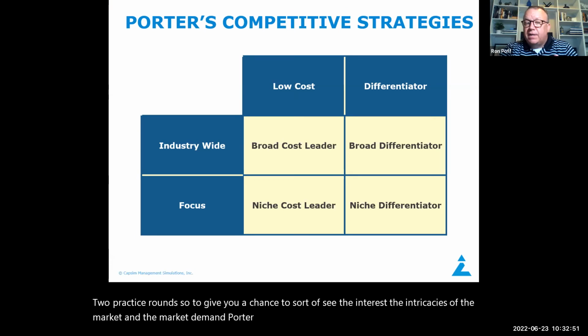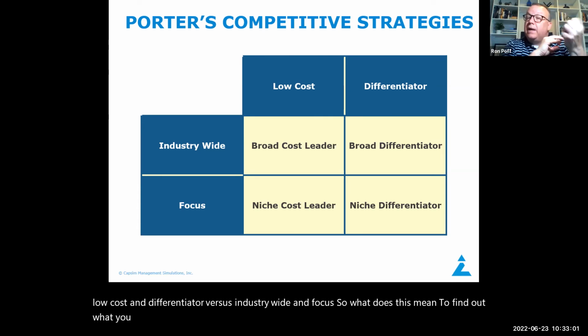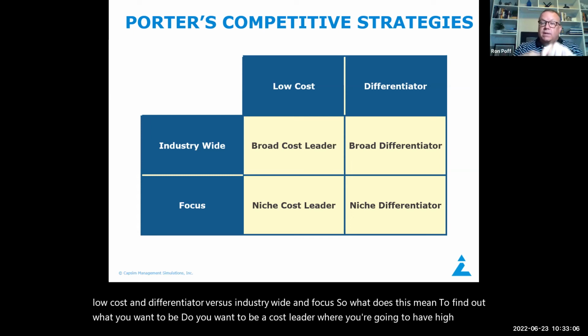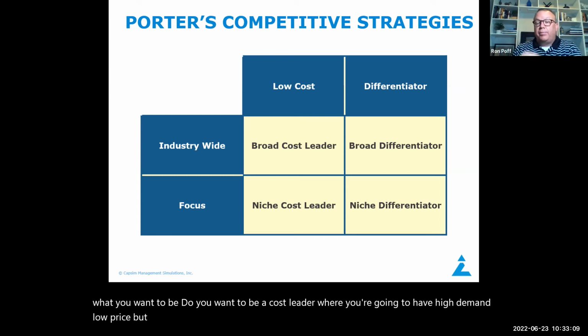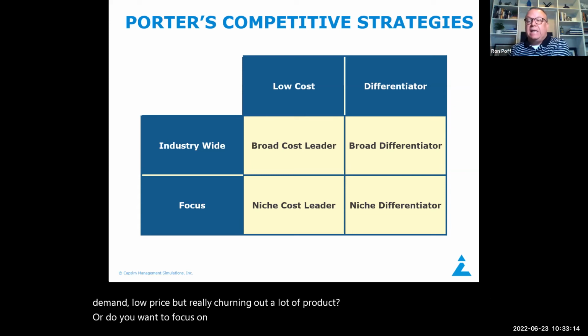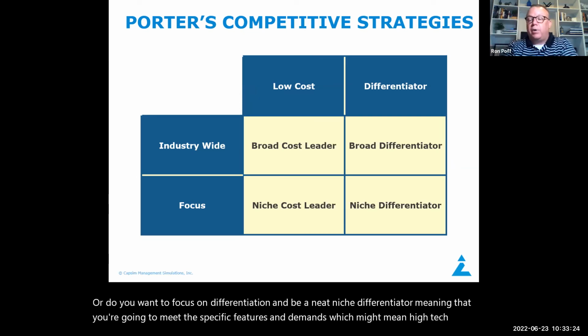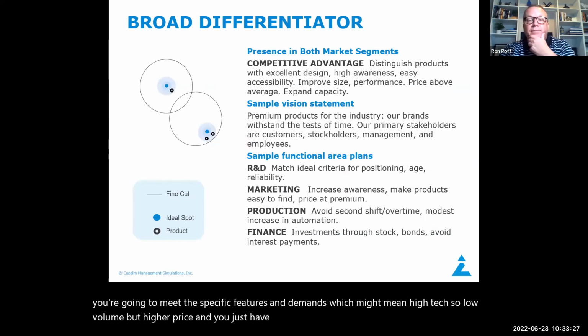Porter also came up with various competitive strategies, right? So low cost and differentiator versus industry-wide and focus. So what does this mean? To find out what you want to be. Do you want to be a cost leader, where you're going to have high demand, low price, but really churning out a lot of product? Or do you want to focus on differentiation and be a niche differentiator, meaning that you're going to meet the specific features and demands, which might mean high tech, so low volume, but higher price. And you just have to understand that, okay?